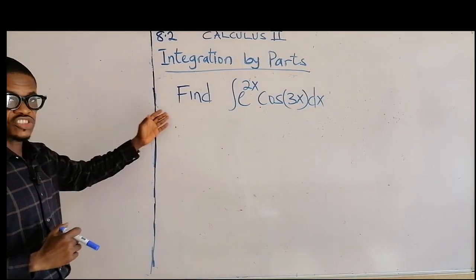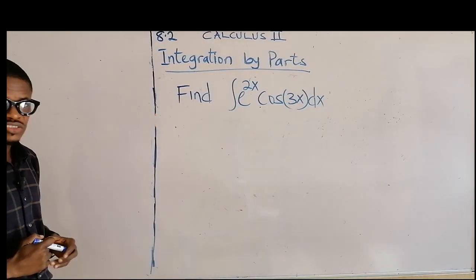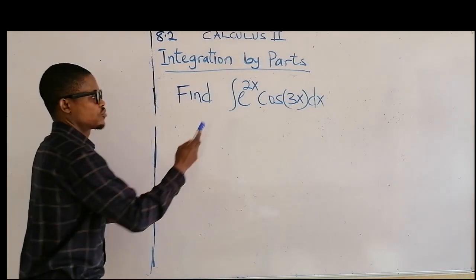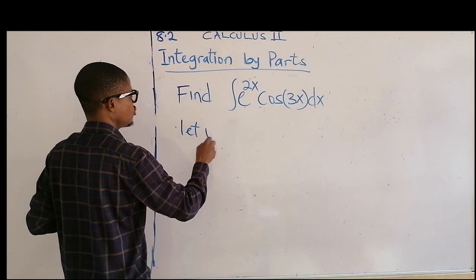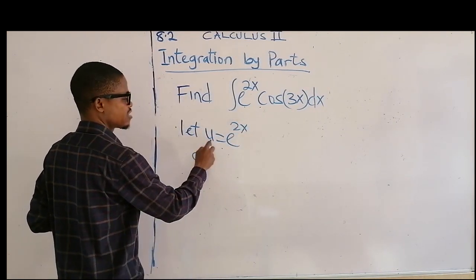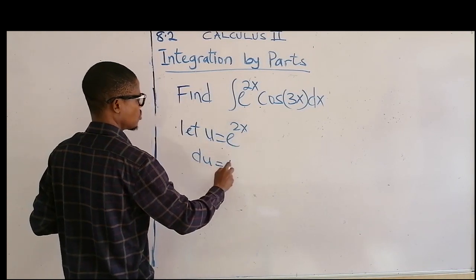Back to this channel, and we're still on integration by parts. We're looking at this question. If you check the question, we have two functions. Let u be equal to e to the power 2x, and then we differentiate this function, so that will be equal to what?